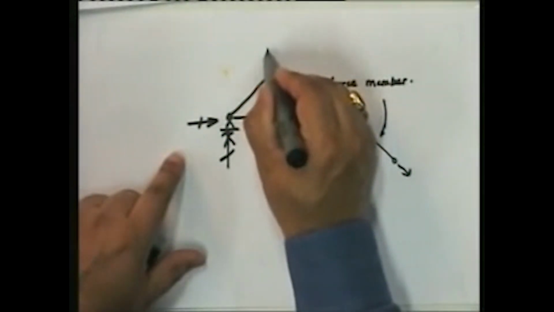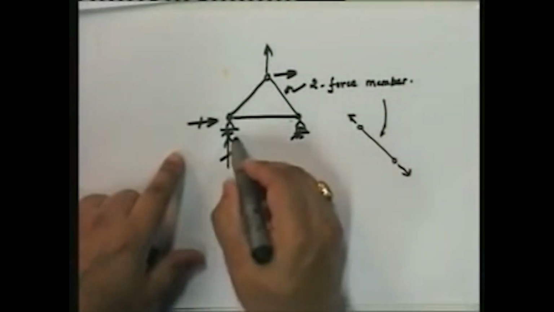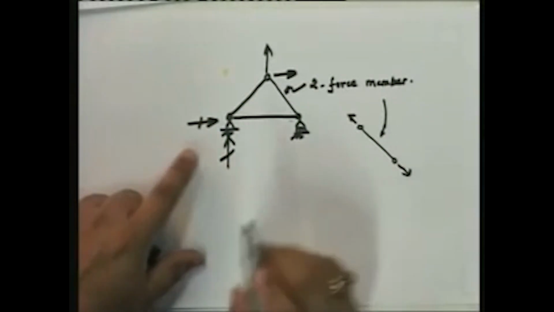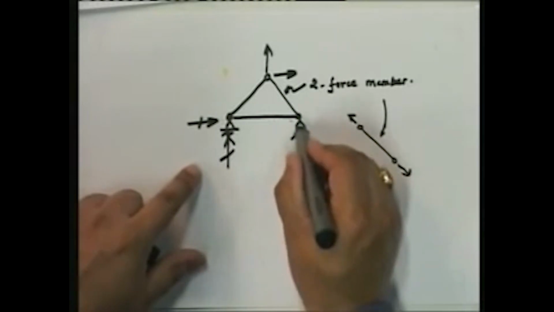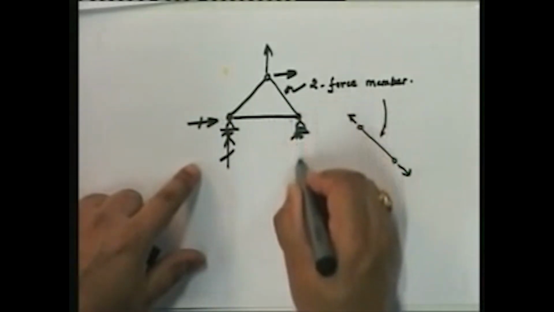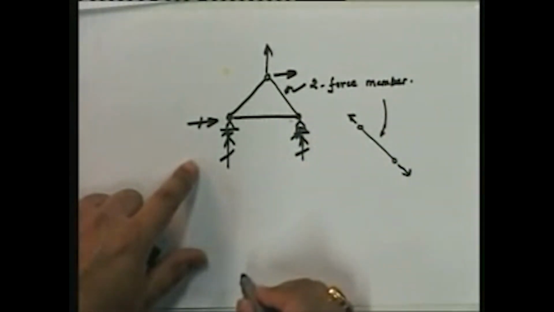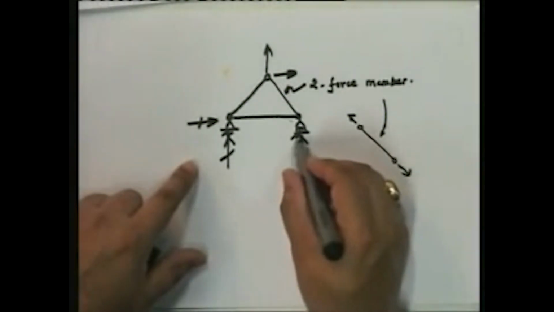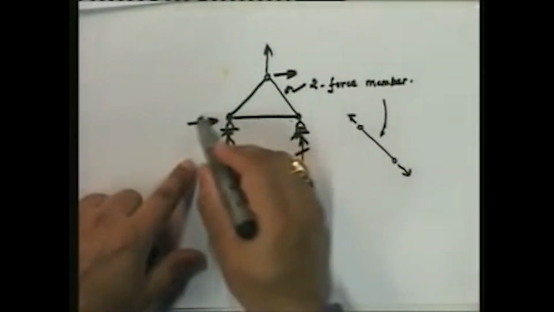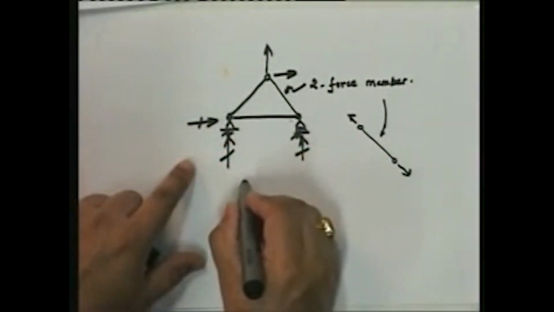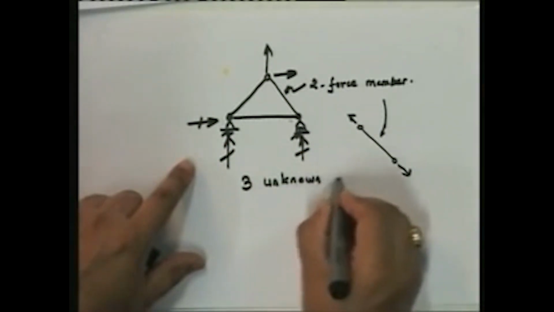Let's take that I am subjecting this structure to some loads. So a hinge has two unknown reactions. This is a roller support. A roller support only restrains motion in one direction of the structure. So therefore, it can only generate a reaction perpendicular to the movement direction. So these are three unknown reactions.